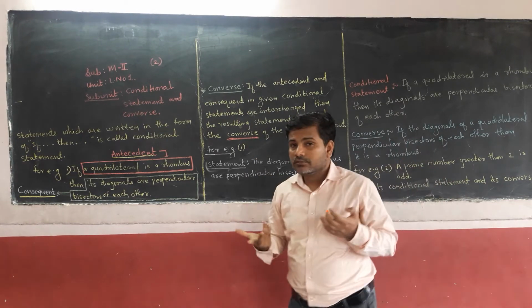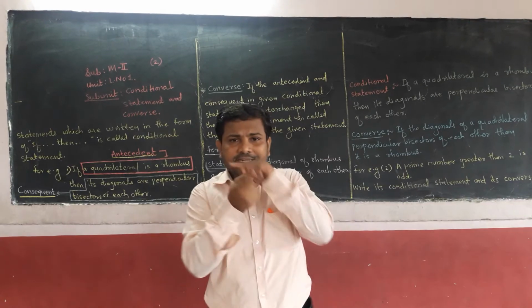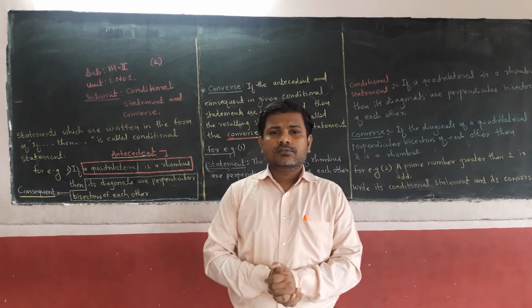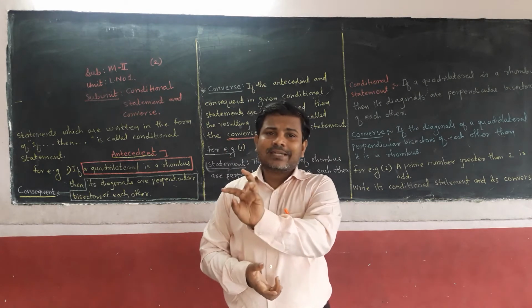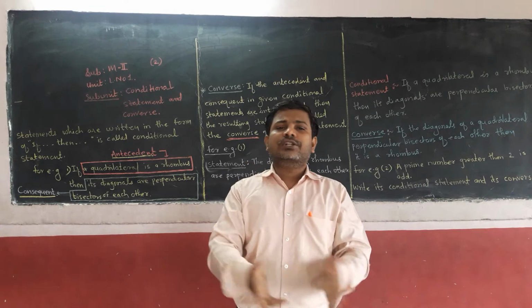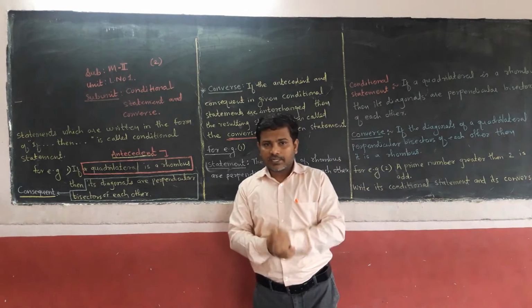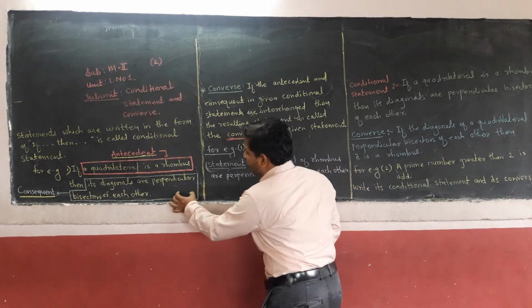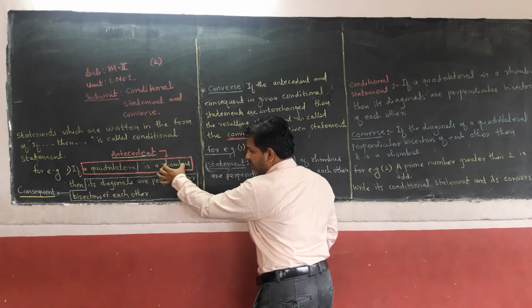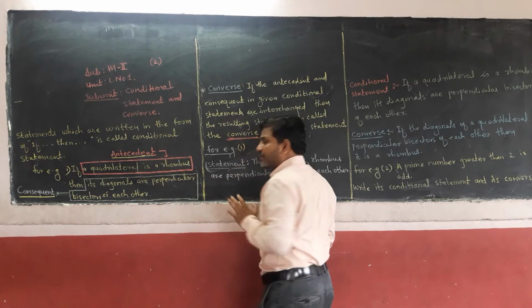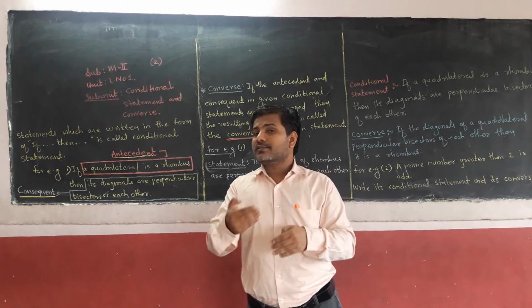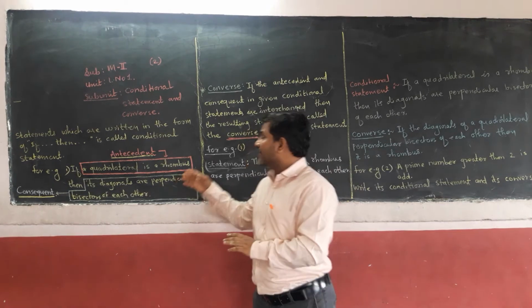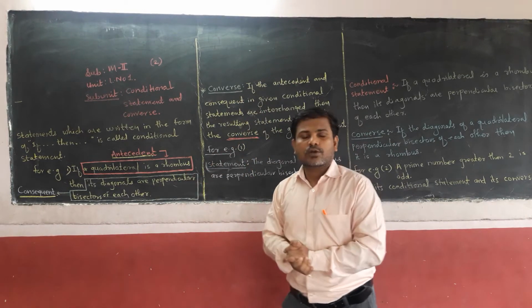Now, next point is converse. Converse means what? What is a converse? Interchanging of the consequent and the antecedent in the given conditional statement. है ना? अगर ग्रीन बॉक्स अगर रेड बॉक्स की जगह पर शिफ्ट किया जाए और रेड बॉक्स अगर ग्रीन बॉक्स की जगह पर शिफ्ट किया जाए, तो हम क्या कह सकते हैं कि वो जो स्टेटमेंट है, that statement is called a converse of the given statement.